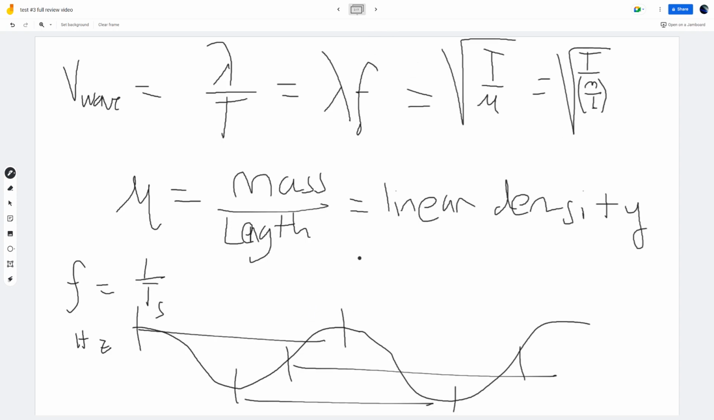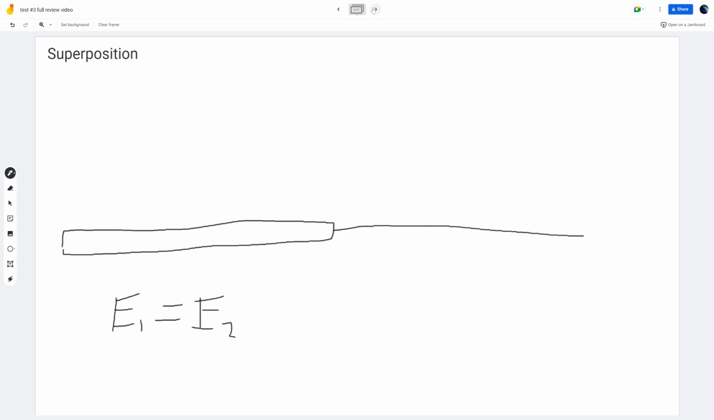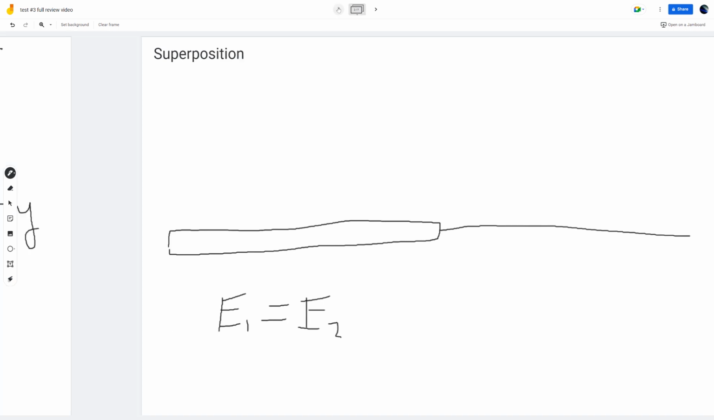So I think that's going to be it for this part. That was just a little bit of a thing, moving all the way to superposition.